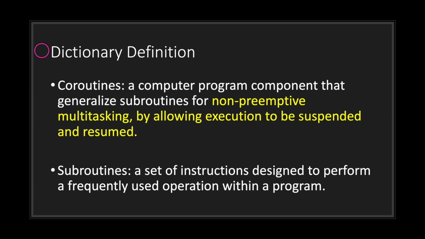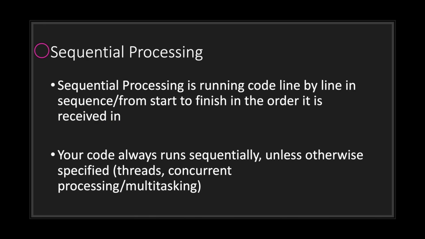Now, the definition of a subroutine is a set of instructions designed to perform a frequently used operation within a program. To understand coroutines, you must first understand what sequential processing is. Sequential processing is running code line by line from start to finish in the order your code is in. Majority of the time, your code will always run sequentially, unless otherwise specified. This would include things such as threads, which is considered concurrent processing.